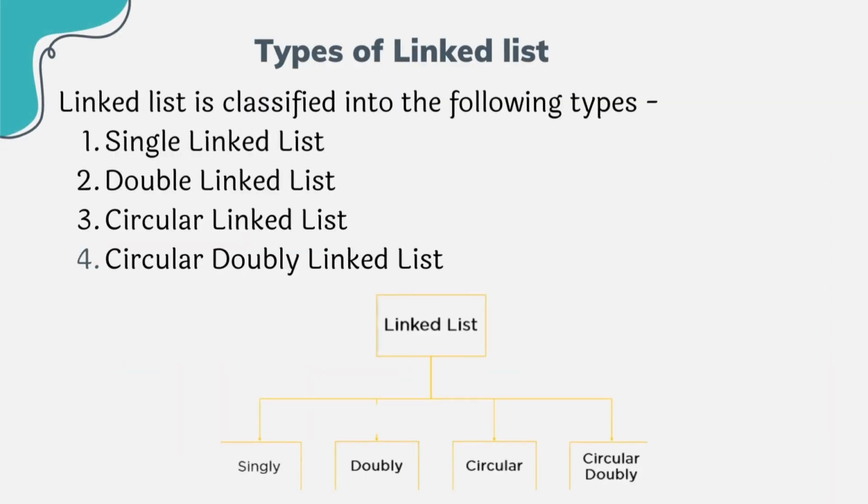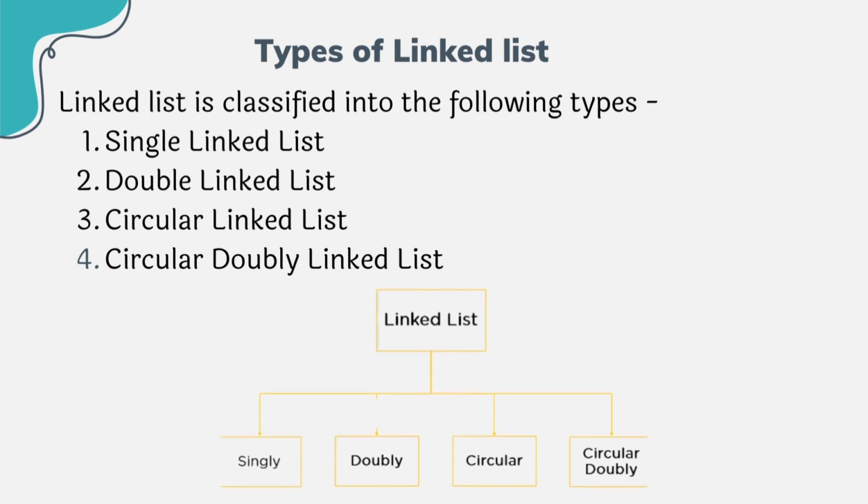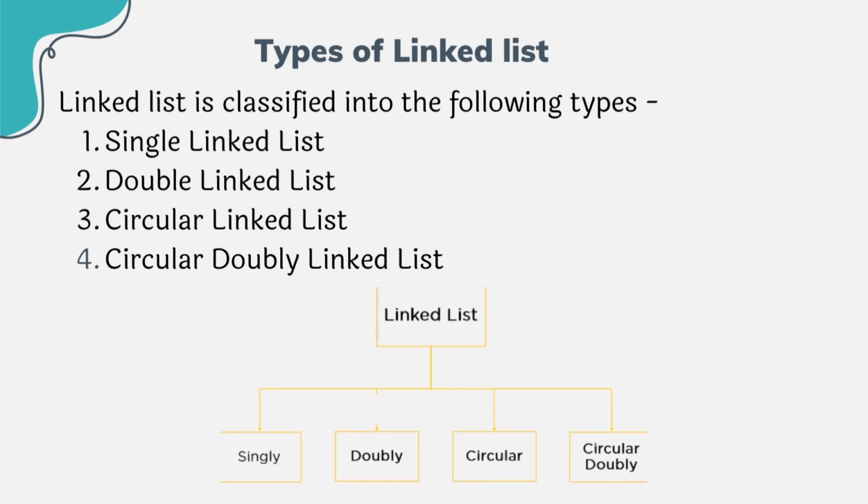This image shows the different types of linked list. Let's talk about each one. Singly linked list. This is the most common type of linked list.